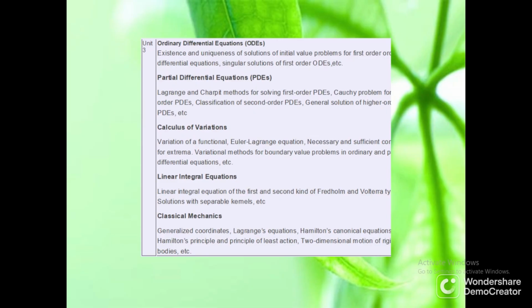Calculus of variation is also a scoring area. So many students solve questions in the CSIR exam, so I suggest following this section carefully. Also linear integral equation and classical mechanics, especially Hamiltonian theorem, Hamilton canonical form equation, Hamilton principle, principle of least action, and two-dimension motions.